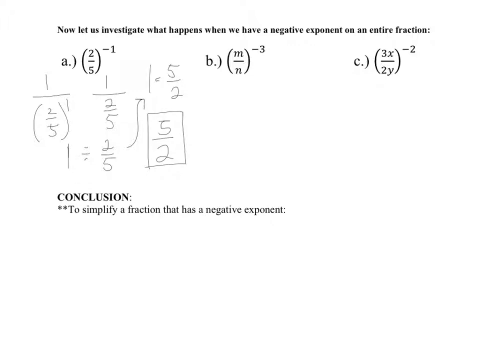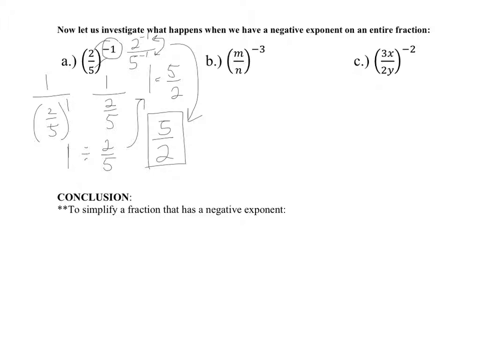Now, some of you might have been looking at this a little bit differently, knowing that I can just take this exponent and bring it in, right? So this could, side note, become 2 to the negative first over 5 to the negative first, which, since both of those are negative, you can flip places. So then the final answer will still be 5 over 2. All right? So let's take a look at B.